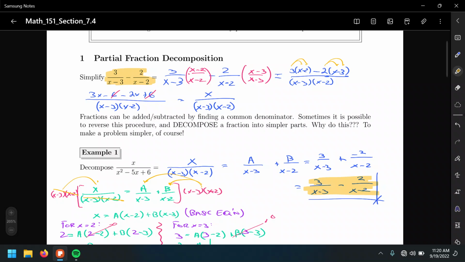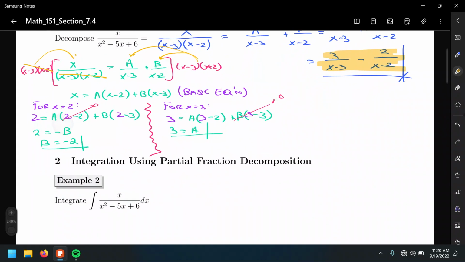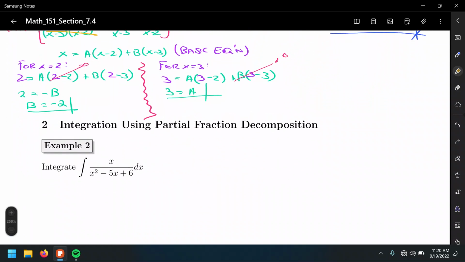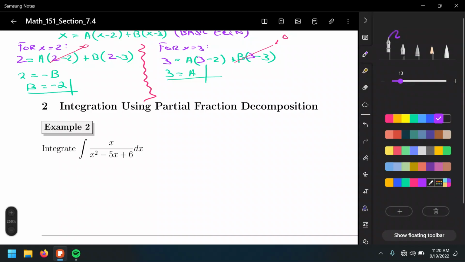All right. Okay, so let's do one example in which we will integrate a function like this. So integration using partial fraction decomposition. They're asking us to integrate x over x squared minus 5x plus 6. Well, number 1, use substitution, which is what you want to try first. u equals x squared minus 5x plus 6, and du equals x minus 5 with respect to x.